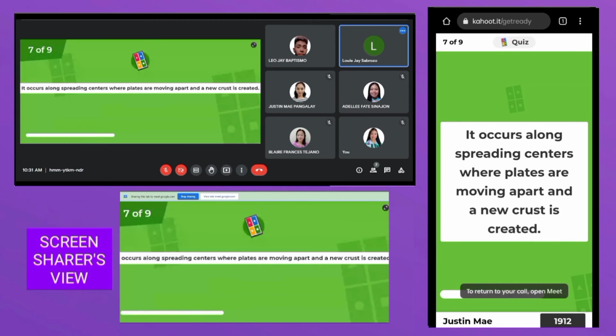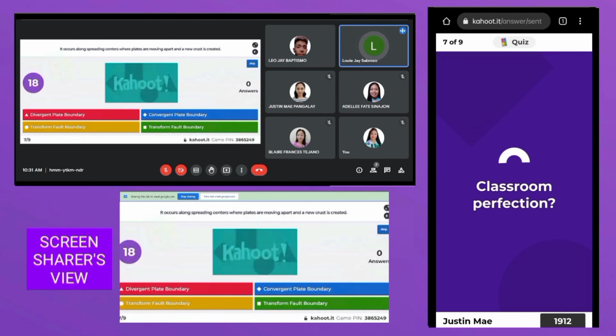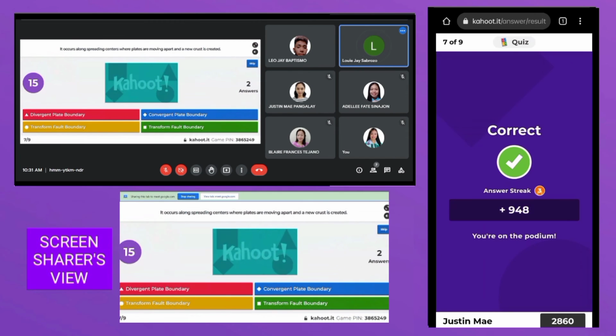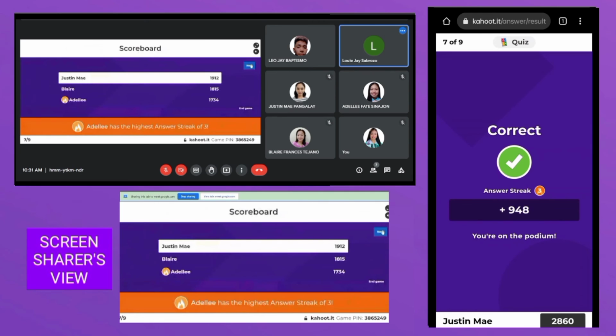Third question. It occurs along spreading centers where plates are moving apart and a new crust is created. What type of plate boundary is it? So the answer is divergent plate boundary. So Justine May still got the highest score.